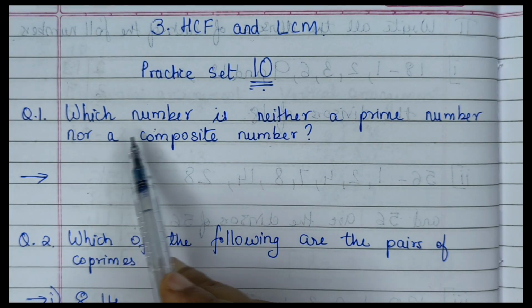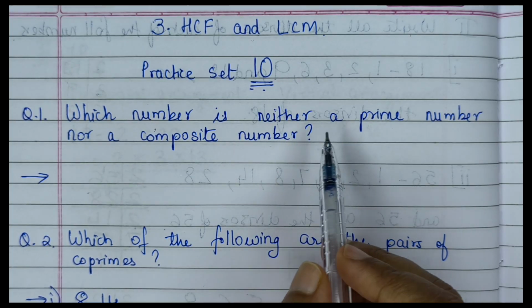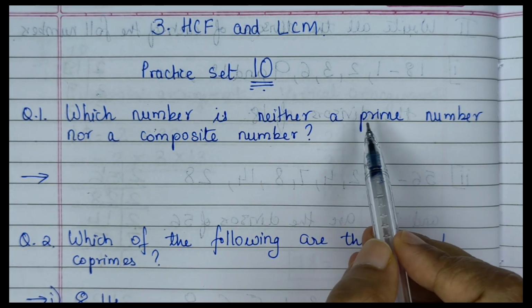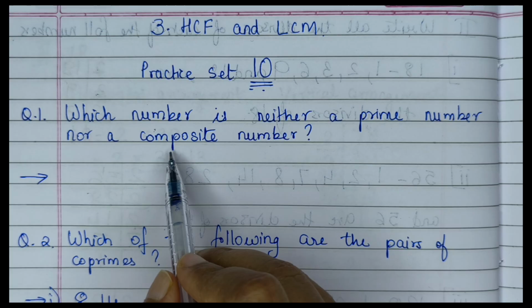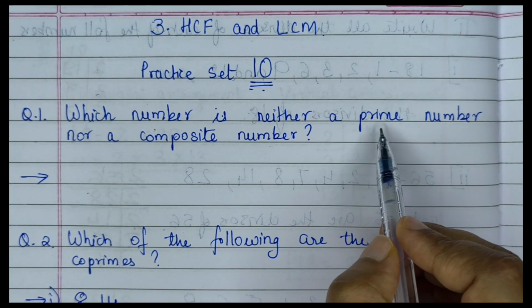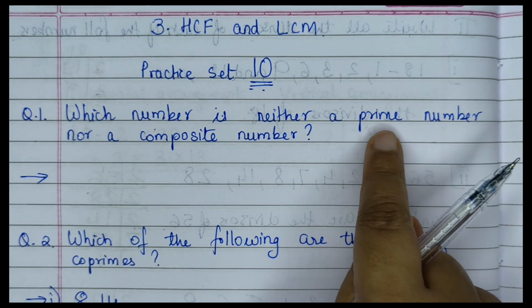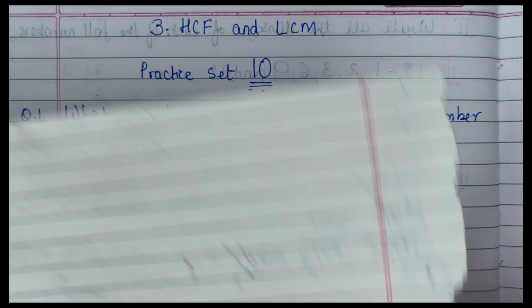Question number 1 is, which number is neither a prime number nor a composite number? Okay, which number is neither prime nor composite? First understand what is a prime number and what is a composite number. Now, prime numbers are those numbers which do not go in any table except the 1 and the number itself. They only go in 1 and the number itself. Okay, see, I'll just explain.